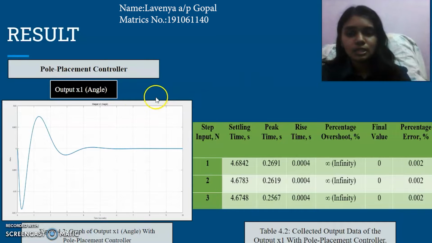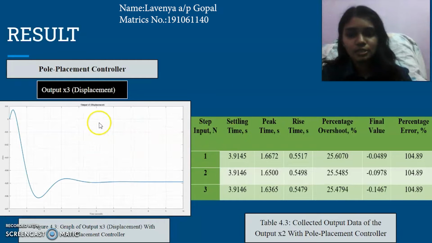Okay, so this is our graph for the first output, angle, after using the pole placement controller. This is the settling time, peak time, rise time, the percentage overshoot is infinity, and the final value is 0, and the percentage error is 0.002. As you can see, there is still a little bit of percentage error after using the pole placement controller.